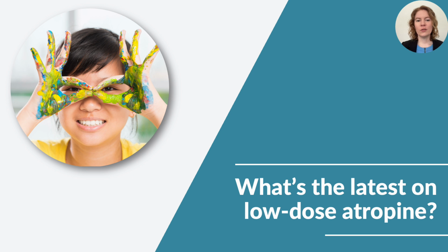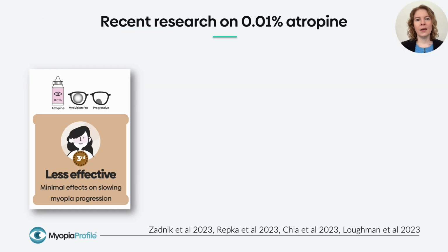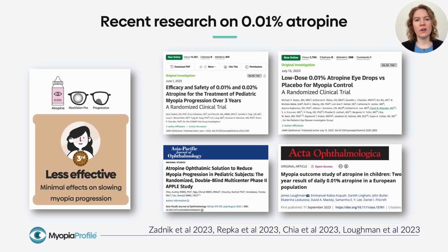Now I'd like to take you through the latest on low-dose atropine. And I want to take you through this because there has been a lot of recent research on 0.01% atropine. And from our initial understanding of 0.01%, when it was compared to 0.05 and 0.025% in the LAMP study, 0.01% as a monotherapy appeared to have very modest, very minimal effects for slowing myopia progression.